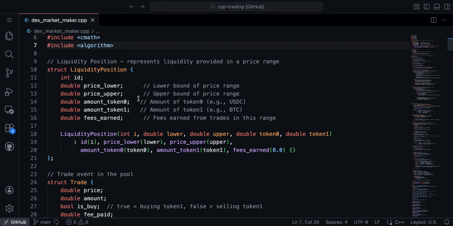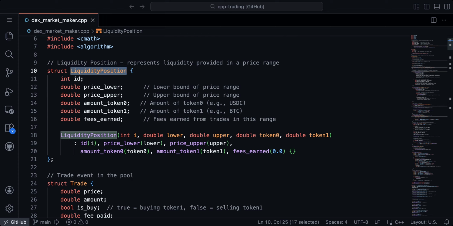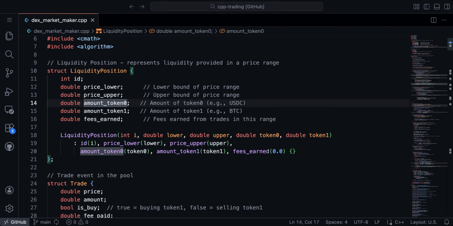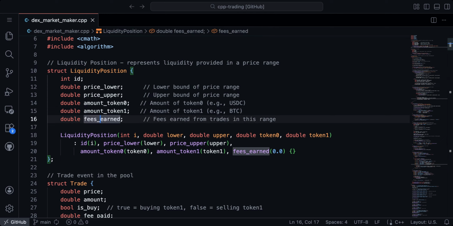First, we define our liquidity position struct. This represents a single liquidity position provided by a market maker in a specific price range. The struct has 6 fields: ID as an integer to uniquely identify each position, price lower as a double representing the lower bound of the price range, price upper as a double representing the upper bound of the price range, amount token 0 as a double representing the amount of token 0, which could be a stablecoin like USDC, amount token 1 as a double representing the amount of token 1, which could be an asset like BTC, and fees earned as a double tracking how much in fees this position has accumulated.